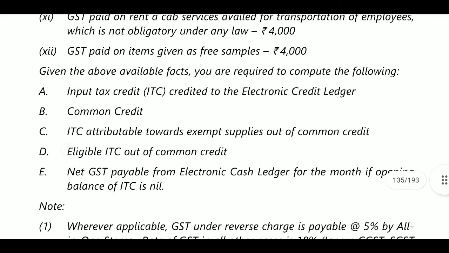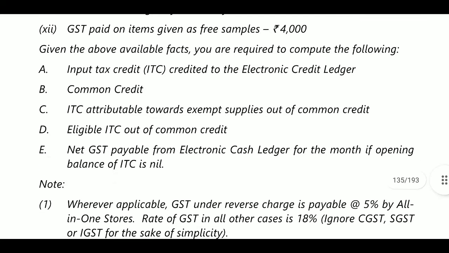Next, given the above details and facts, you are required to complete the following: input tax credit credited to the credit ledger. How can we calculate this input tax credit eligible? After the output tax liability is deducted by input tax credit, the electronic credit ledger will be calculated. Next, common credit will be calculated. How will we calculate the common credit?